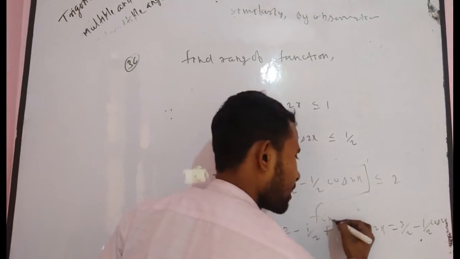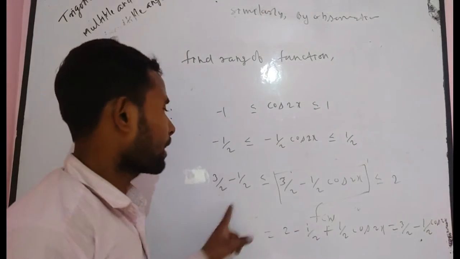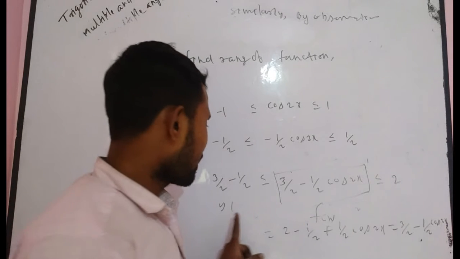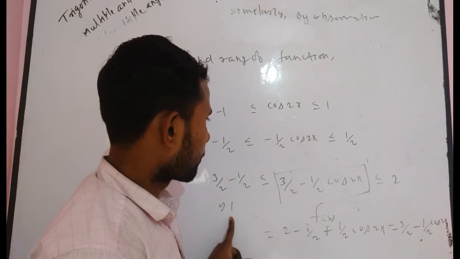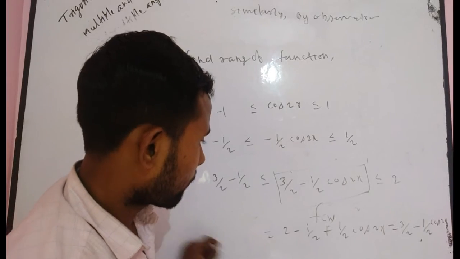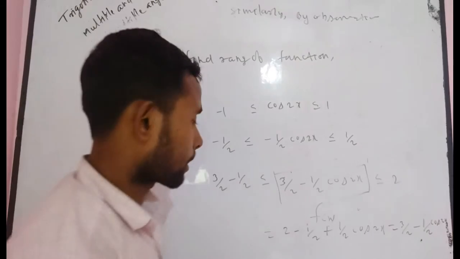So this expression is equal to fx. So you can say that fx is greater than or equal to 3 by 2 minus half. That will be what? 1. That means fx is greater than or equal to 1. Sorry, adding, you know. 3 by 2, this is correct. No, no, this is correct.